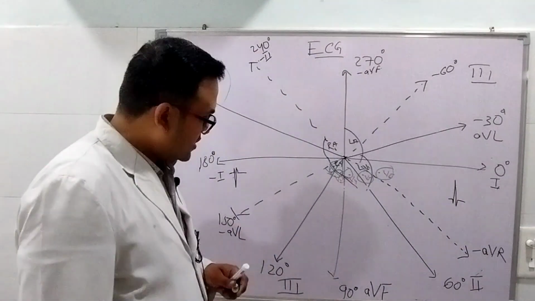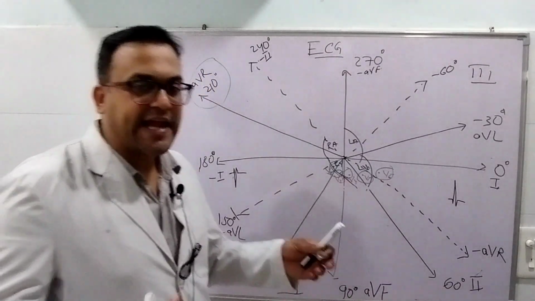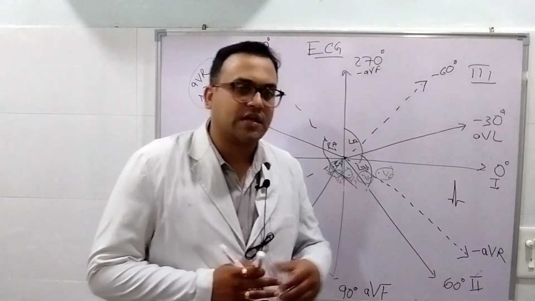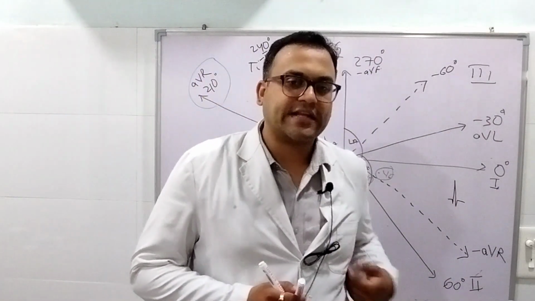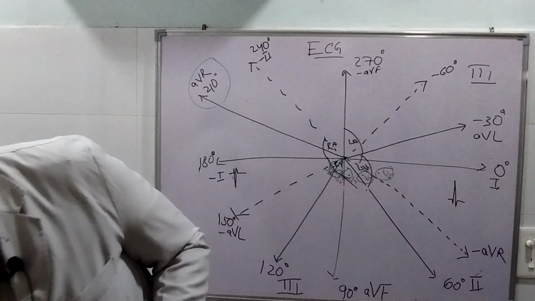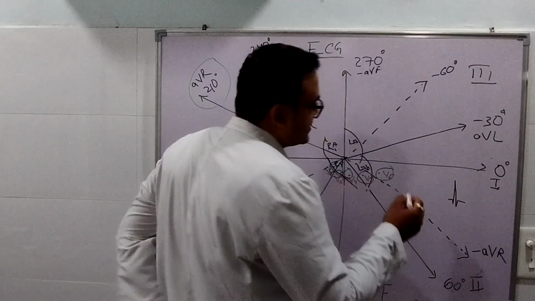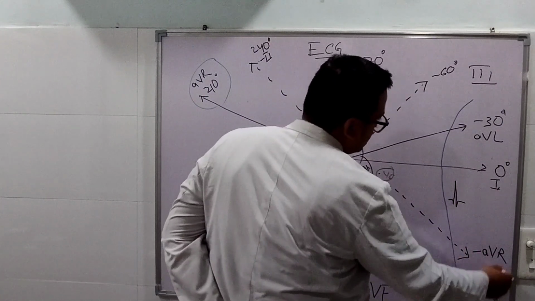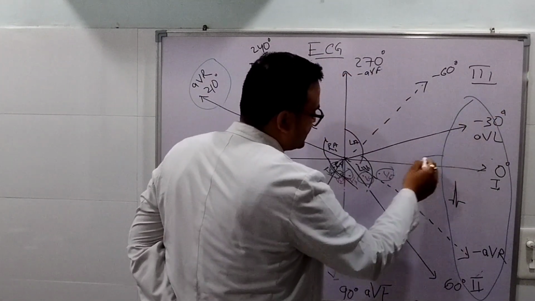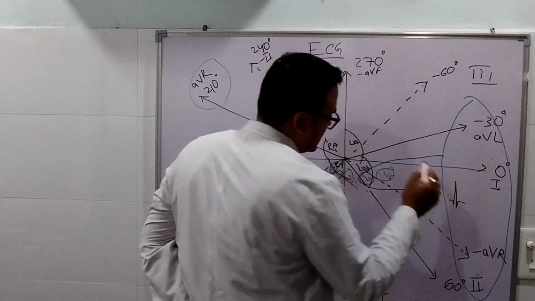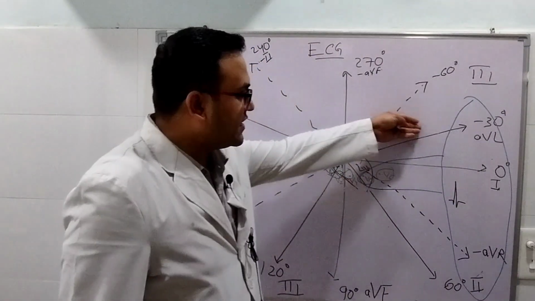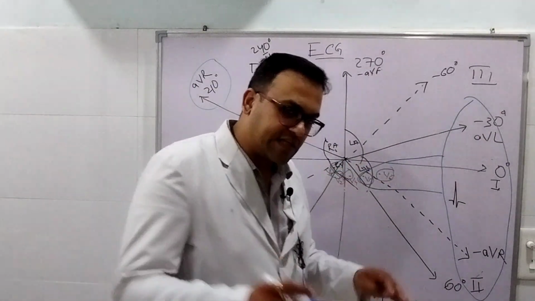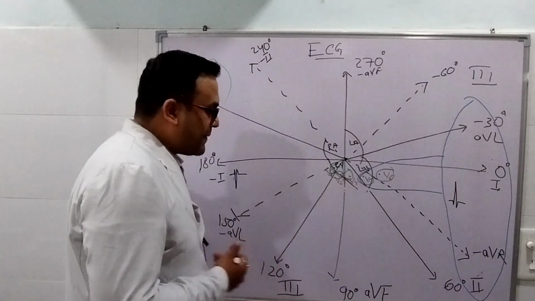Okay, so suppose there is a lateral wall MI, a myocardial infarction in the lateral wall of the heart, then in which leads will we see the changes? We will see changes in AVL, 1, 2, as well as V5 and V6. We will see changes in AVL, 1, 2, some part of V5 sometimes, and V6, in lateral wall MI.